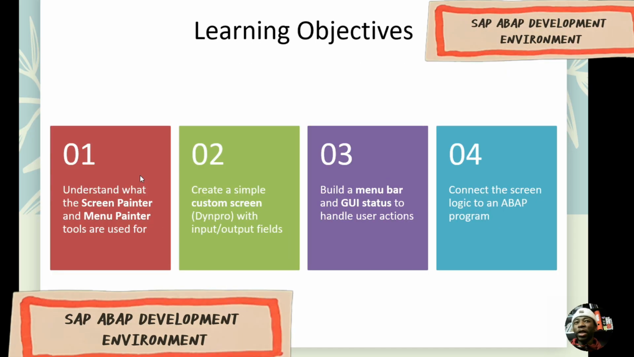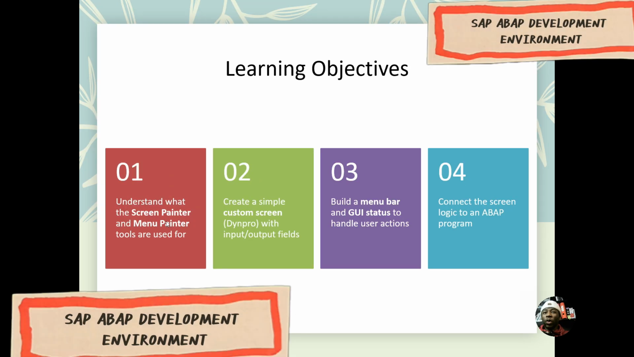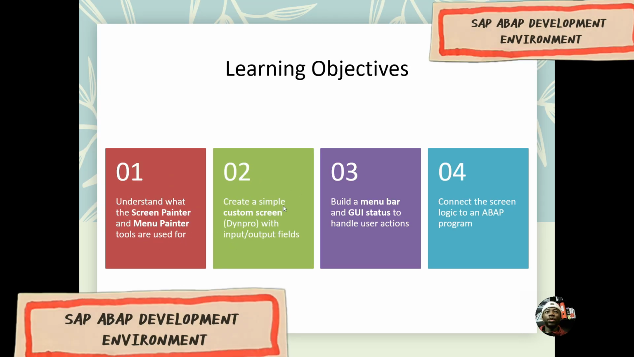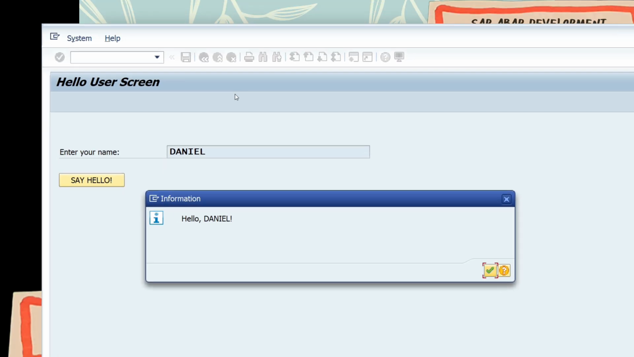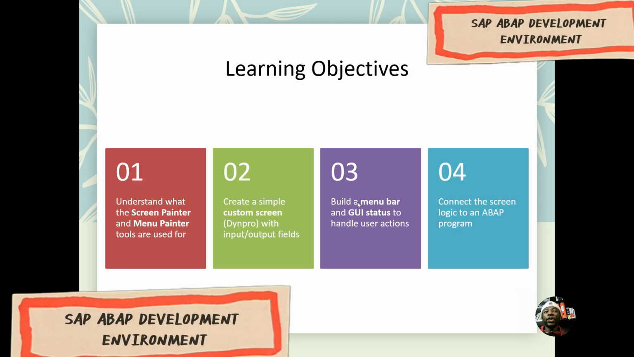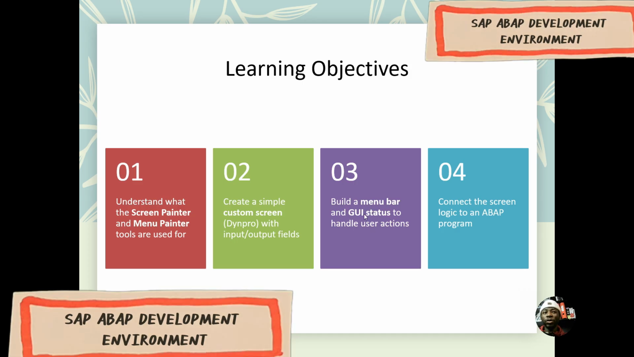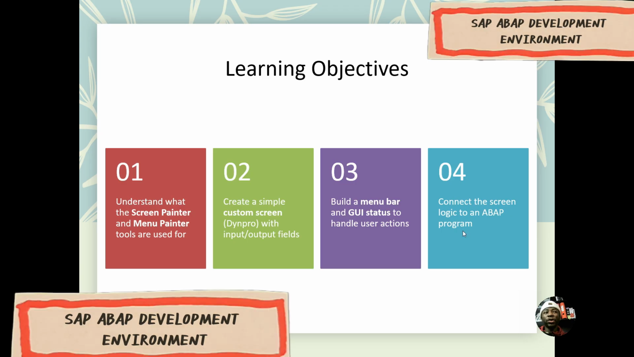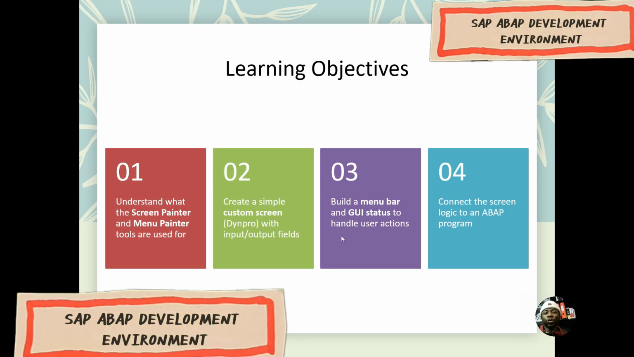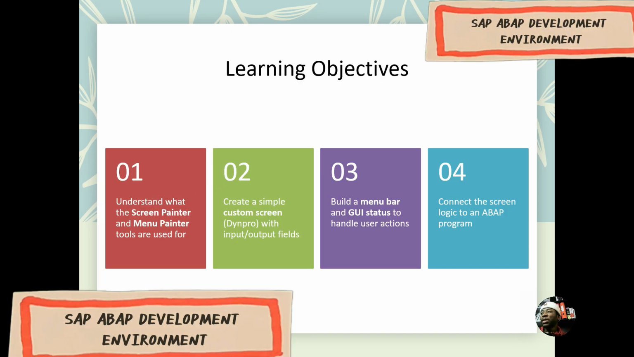The learning objectives for this part of the video are that you are going to understand what the screen painter and the menu painter tools are used for. We are going to create a simple custom screen, which is a Dynpro screen with input and output fields, and we're going to build a menu bar and a graphical user interface status to handle user actions, and then we are going to connect the screen logic to an ABAP program. So this gives you your first interaction with the screen painter and the menu painter.